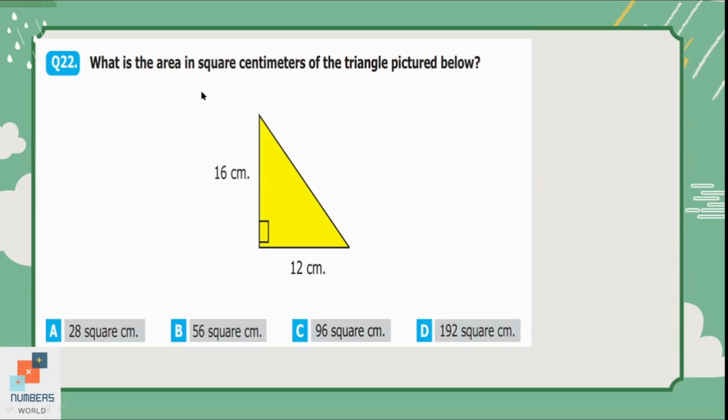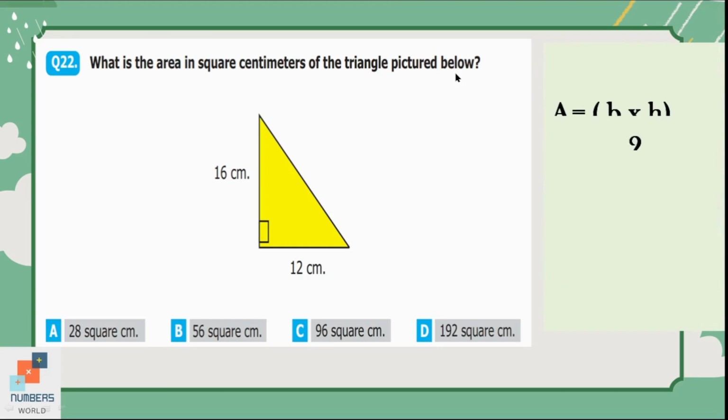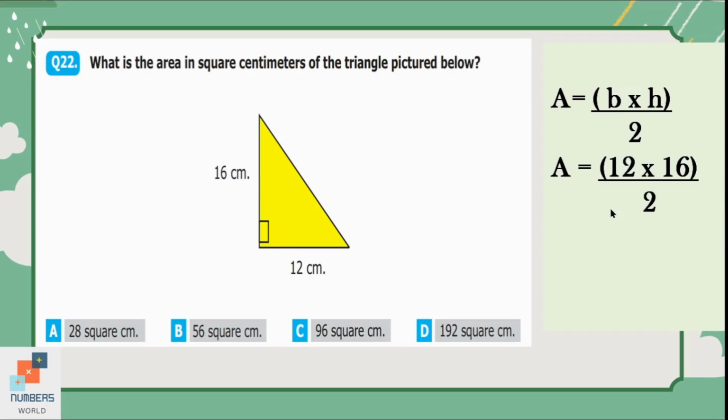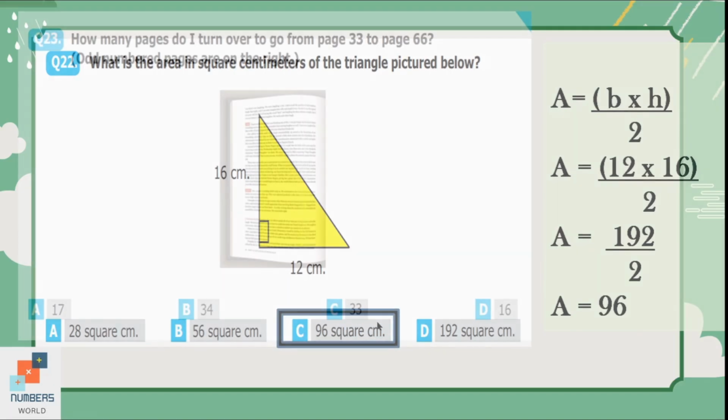Question number 22. What is the area in square centimeters of the triangle pictured below? We know the formula of the area of a triangle is equal to base multiplied by height divided by 2. The length of the base is 12 centimeters and the height is 16 centimeters. After putting the values in the formula and solving it, we get 96. So the area of the triangle is 96 square centimeters, which is our option C.